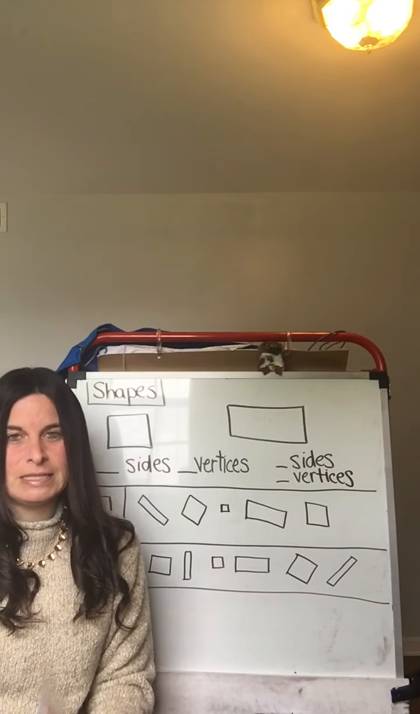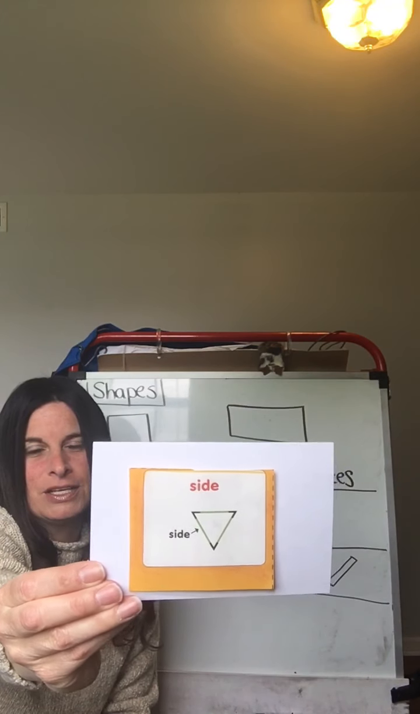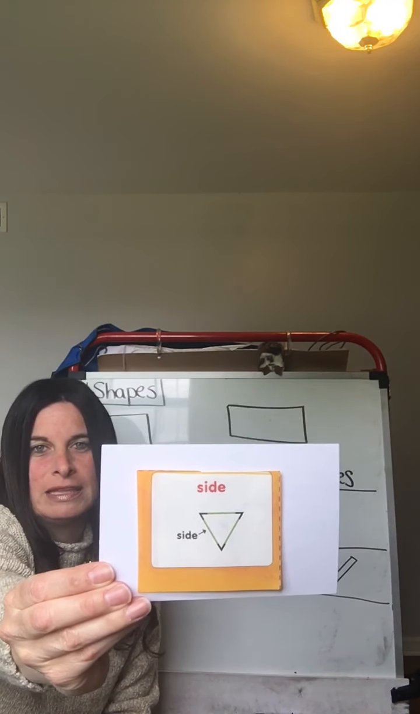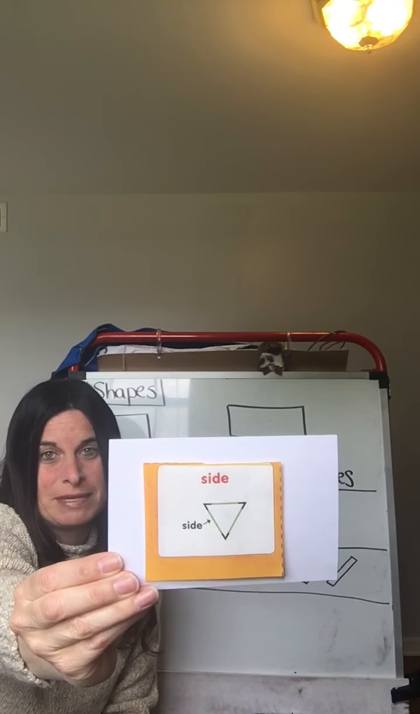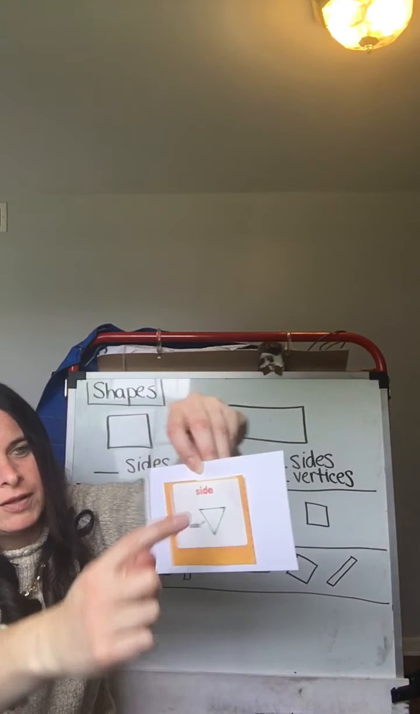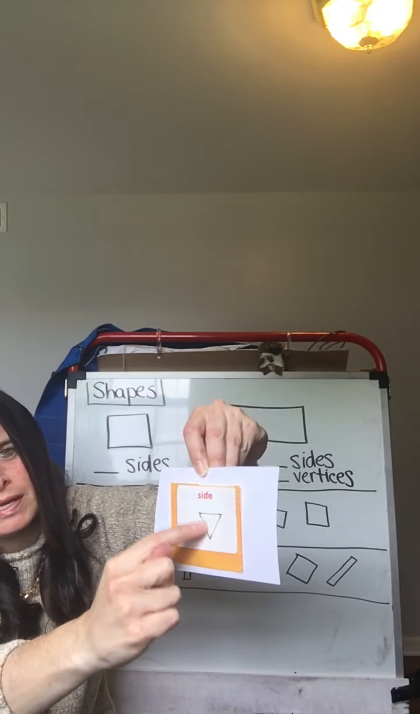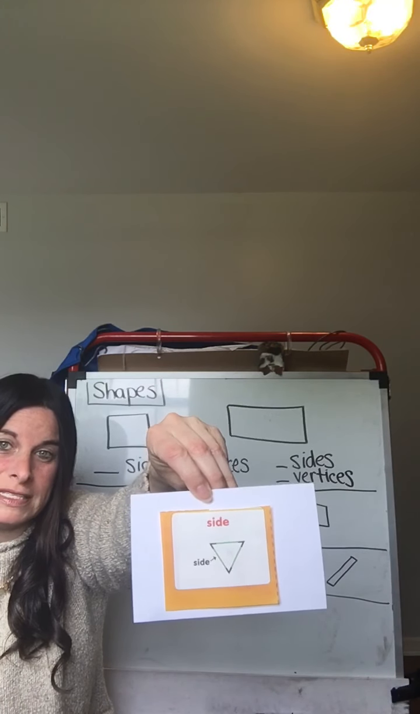The first one is the word side. So the sides are the lines, right, that connect to make the shape. So here it's showing a triangle and pointing to the line that makes the shape that is called the side.